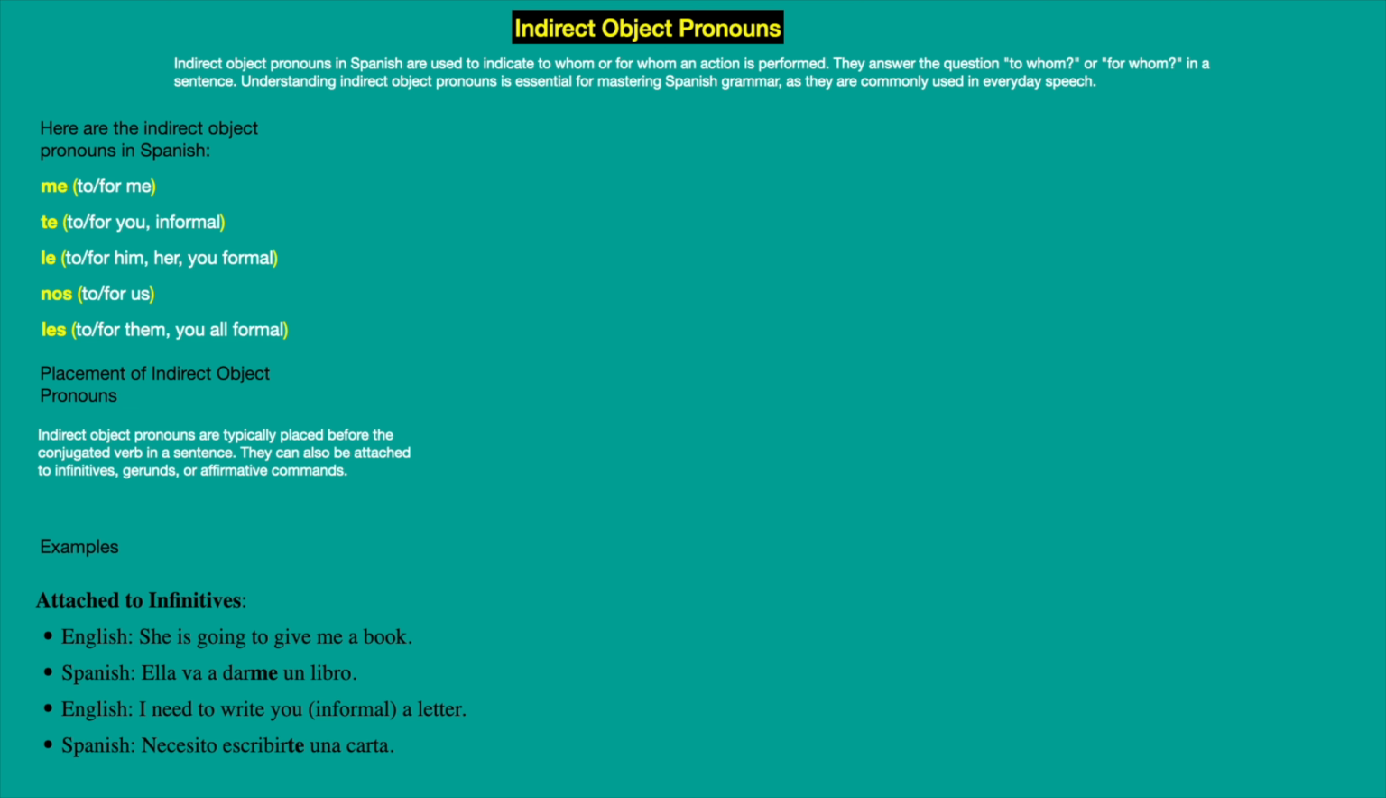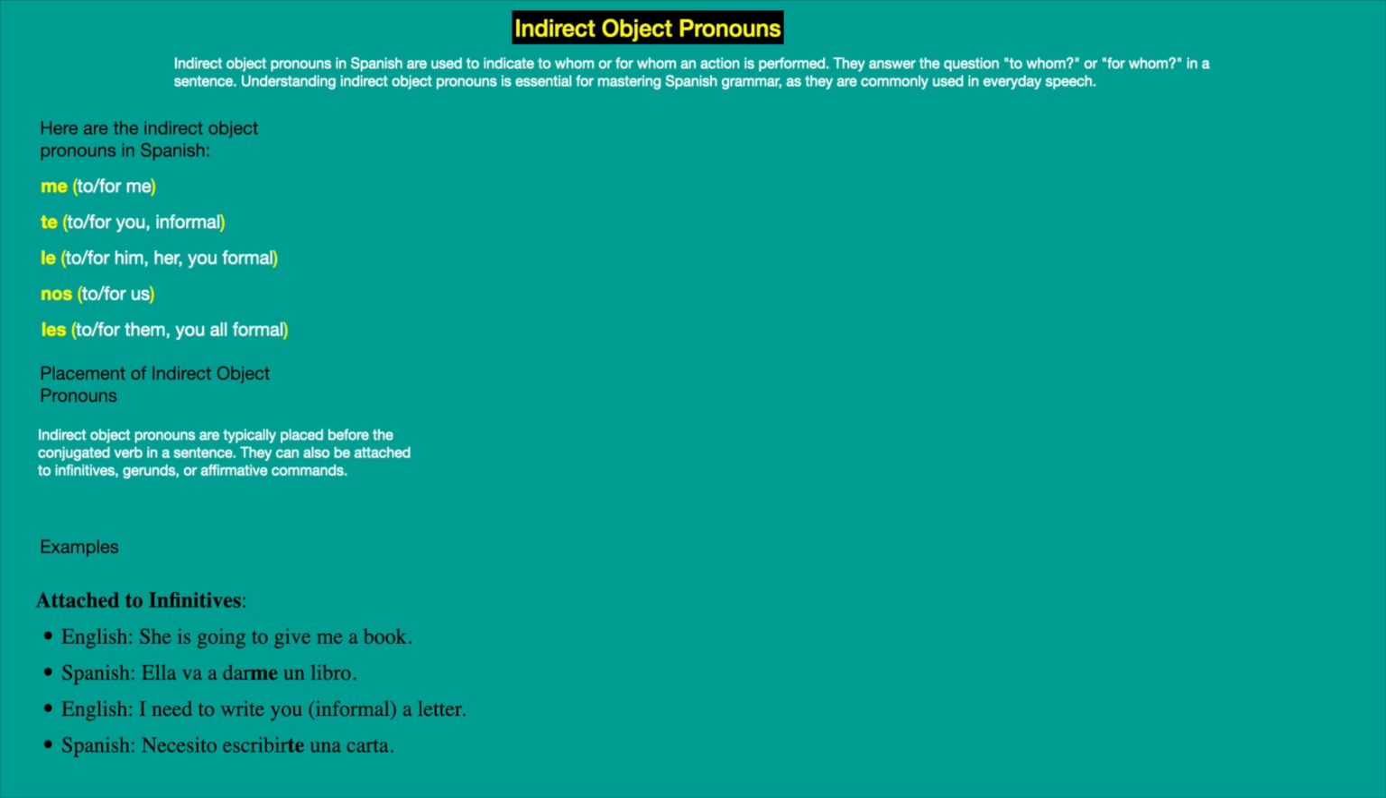Here we have some examples, and we already looked at that, but let's see a little bit more. In English, you say, she's going to give me a book. Give is in the infinitive. In Spanish it would be ella va a dar me un libro, to me, right? Ella va a dar me un libro.